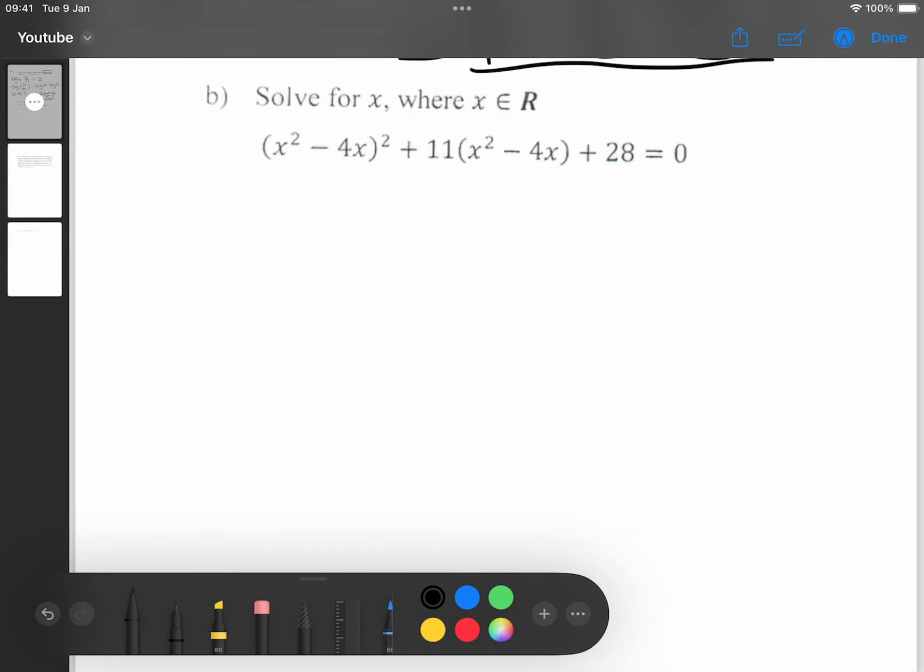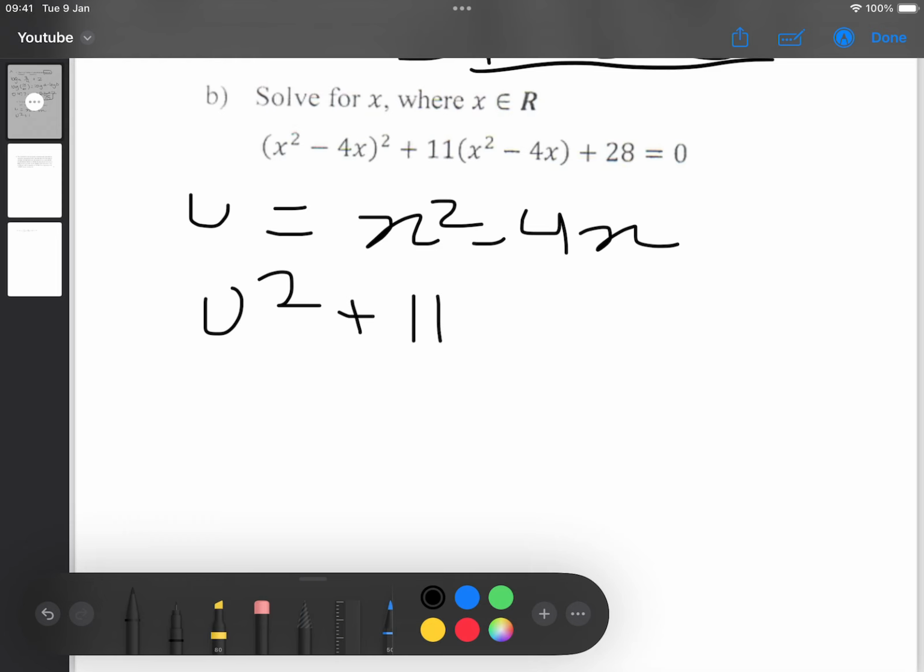Now this question, we just need to use a substitution. So we can just let u equal x squared minus 4x, and rewrite this as a quadratic. We have u squared plus 11u plus 28 equals 0. Now we can simplify this by finding two factors which multiply to 28 and add to 11. That would be 7 and 4.